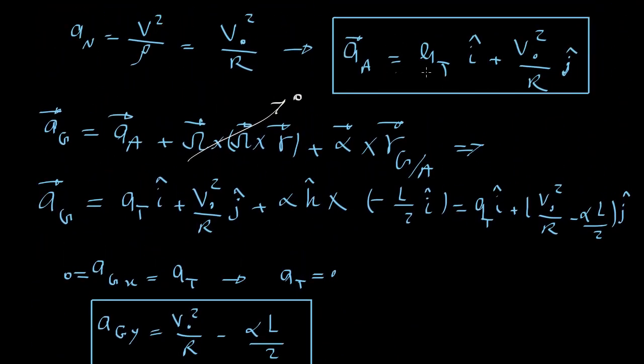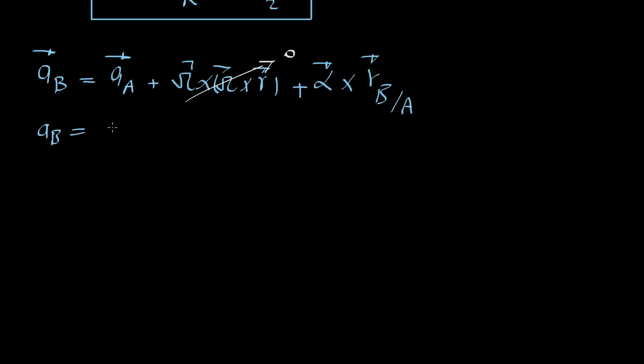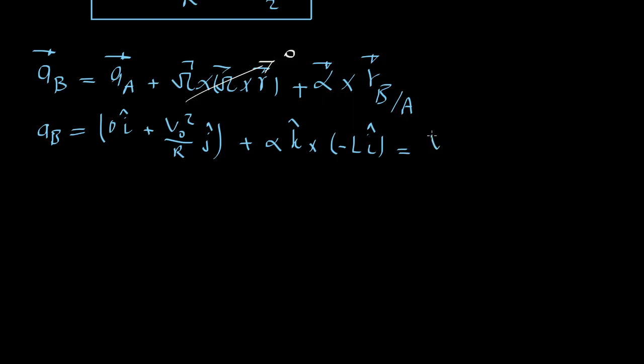Where is the equation for AA? AT in the I direction, which we said is equal to 0, so this would be only V naught squared over R in the J direction. So we are going to have 0 in the I direction, and V naught squared over R in the J direction. And this term would be plus alpha K cross R_B with respect to A, so that would be minus L in the I direction. So we have V naught squared over R minus alpha L in the J direction.